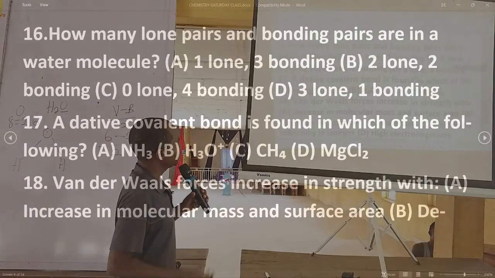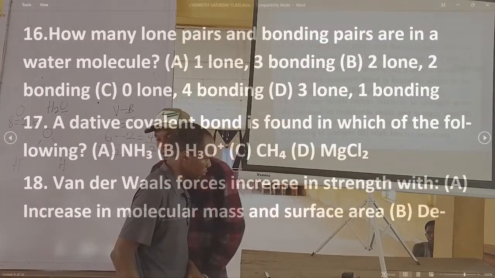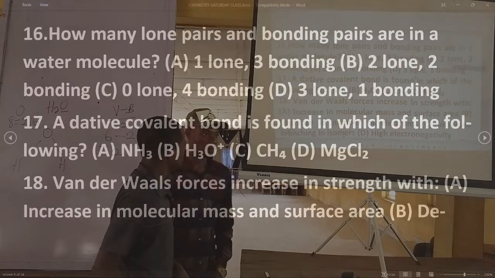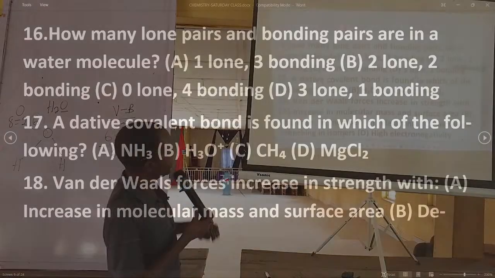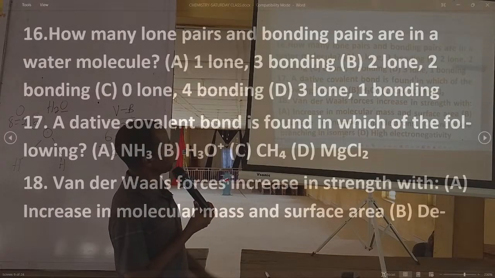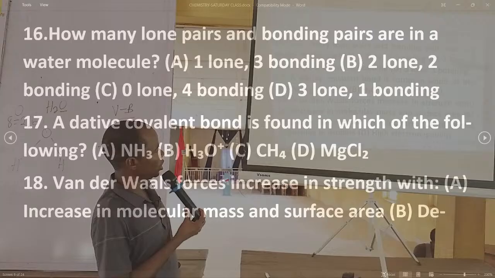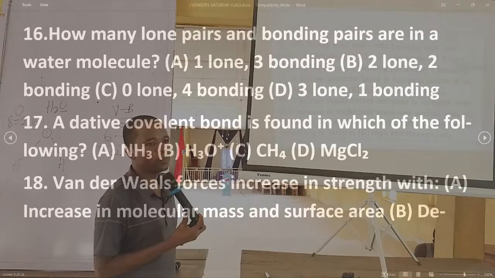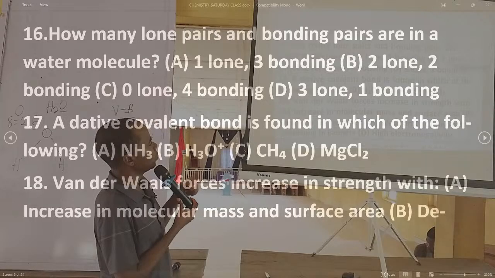Let's come to number 17. A dative bond. Let me know when it's written. Okay, so let's come to number one. In which of these is a covalent bond found?